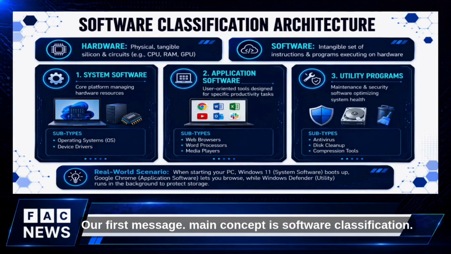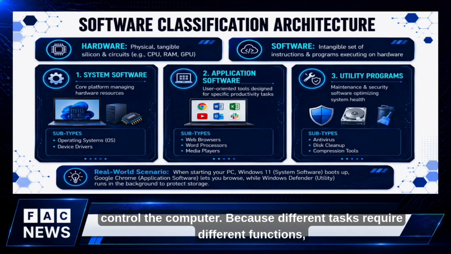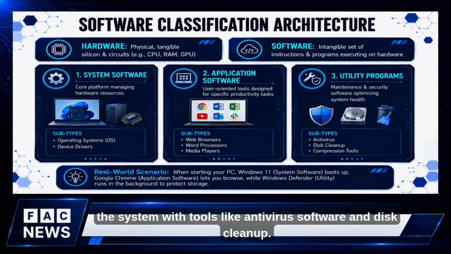Our first main concept is software classification. Software works with hardware by providing the instructions that control the computer. Because different tasks require different functions, software is classified into three categories. System software manages hardware and includes the operating system and device drivers. Application software helps users perform tasks like browsing the web or editing documents. Utility programs maintain and protect the system with tools like antivirus software and disk cleanup.